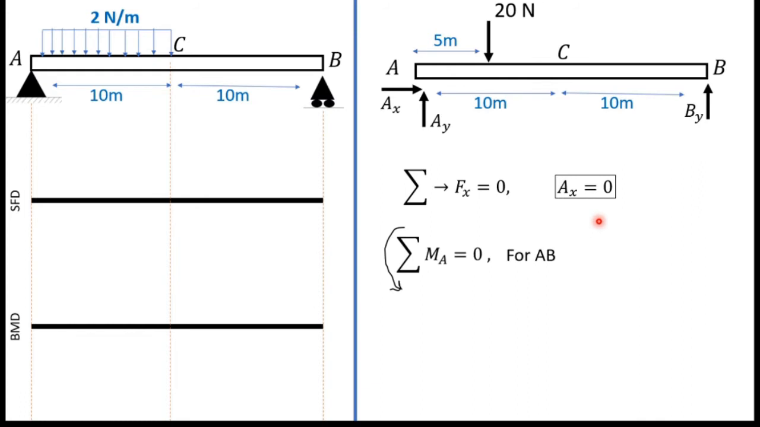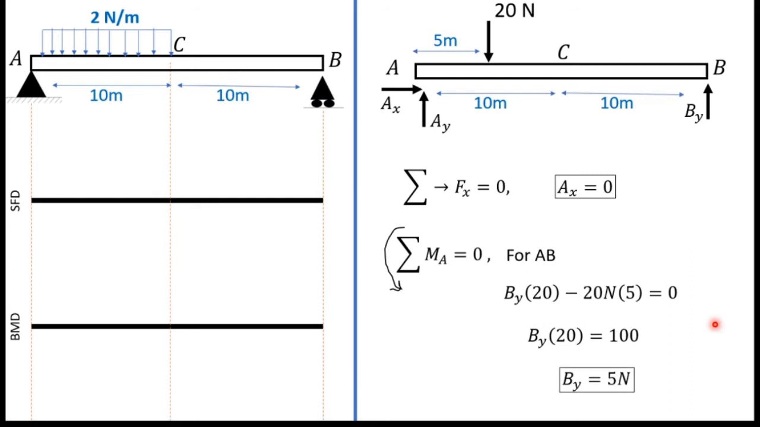Next I am going to take the moment about A in the counterclockwise direction for AB. That means this entire beam. When I take moments, I will have By times 20, that means By is this force and 20 is the distance to By, minus 20 Newton. 20 Newton is this force and distance to the 20 Newton force is 5, and this minus sign is because moment due to this 20 Newton force is clockwise direction, so I consider counterclockwise direction. When I simplify this I can get By equals 5 Newton.